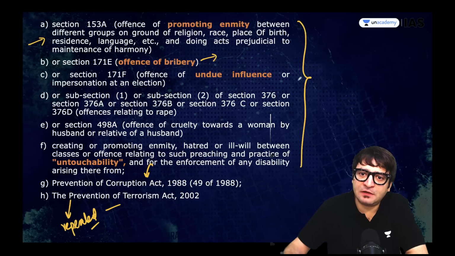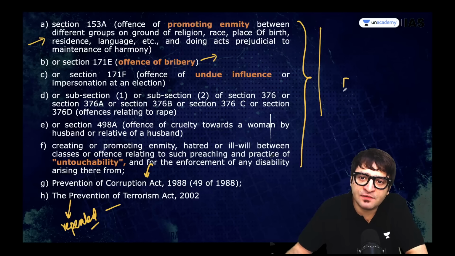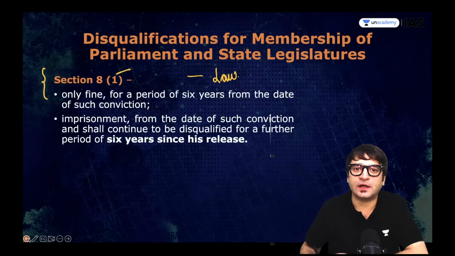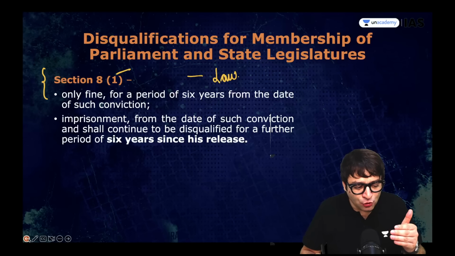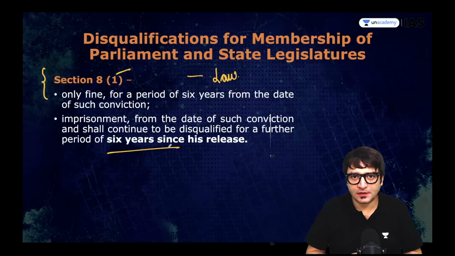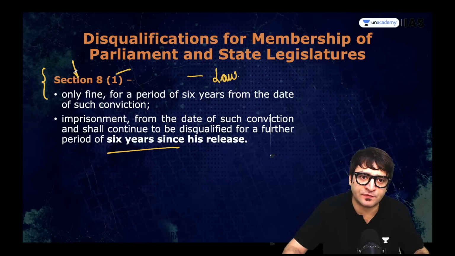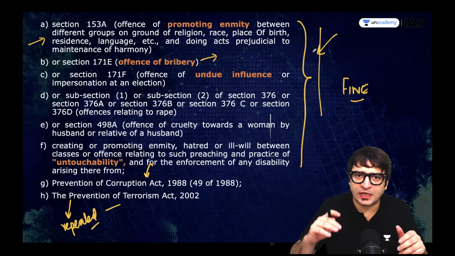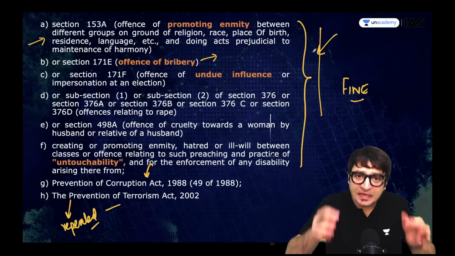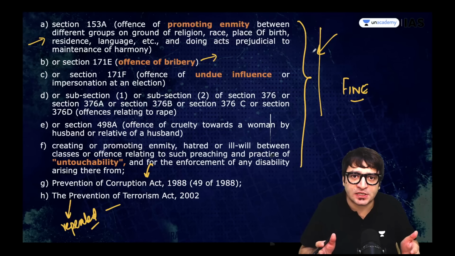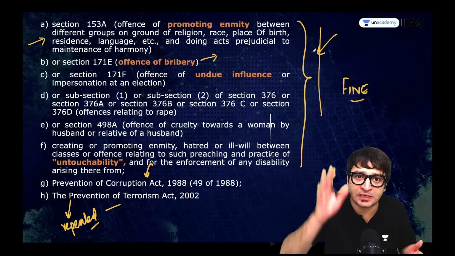But be that as it may, if you have been found guilty of any of these offences under Section 8, Clause 1 of the Representation of the People Act, even if only a fine is imposed, forget about conviction and imprisonment, you are disqualified. And then you are further disqualified for a period of 6 years. Which means if I am a legislator and I am found guilty of an offence under Section 8, Clause 1, even if I am not sentenced to jail, but a fine has been imposed on me, I will be disqualified. And from the date the fine was imposed, for the next 6 years, I cannot contest elections.